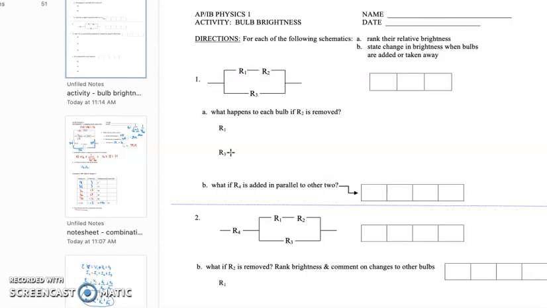R1, R2, R3: bulb 2 has been removed, unscrewed, so that's going to be the least bright. We know that. And then tell how R1 and R3 will change. That's important. See if you can deduce that. So pause this while I set up things, and see if you can make those predictions.